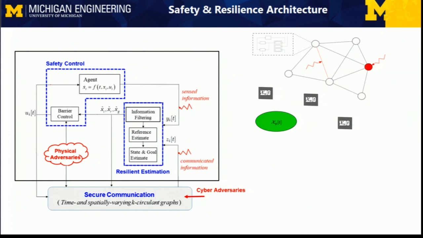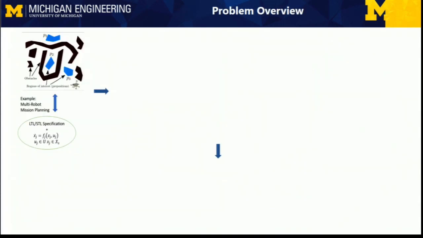Because this is the overall block diagram, if you wish, of the problems that we want to address in this area of safety and resilience for multi-agent systems. Okay, so time permitting, I will try to make some connections of multi-agent safety critical control with resilience towards the end of my talk. And let me get now into the actual problem that I will be talking about today.